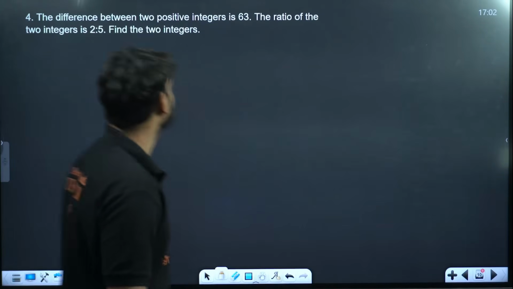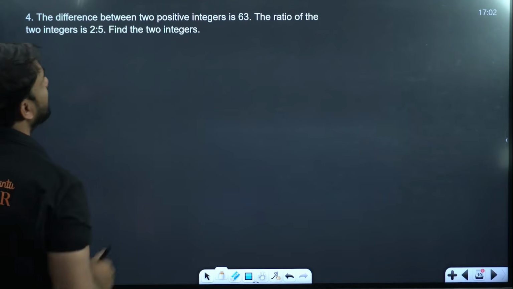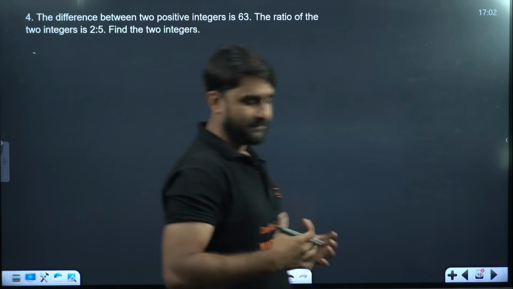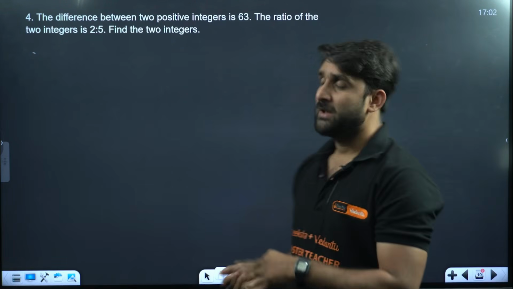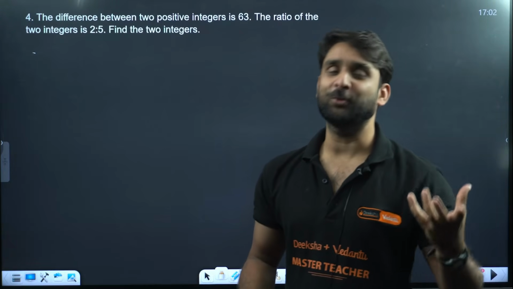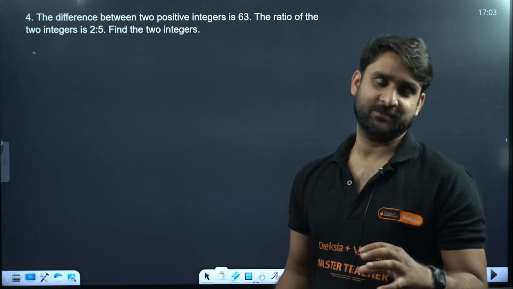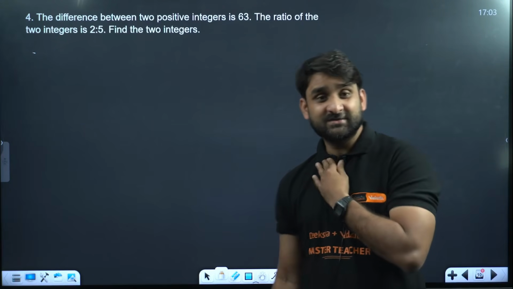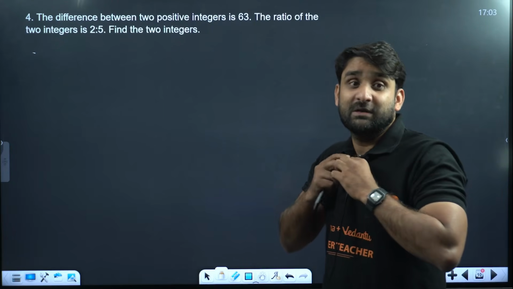Moving to next. Okay. The difference between two positive integers is 63. The ratio of two integers is 2:5. Find the two integers. Again, the question here is, there are two integers, but we don't know what these integers are. The integers are unknown for us. We don't know exactly which numbers they will be.